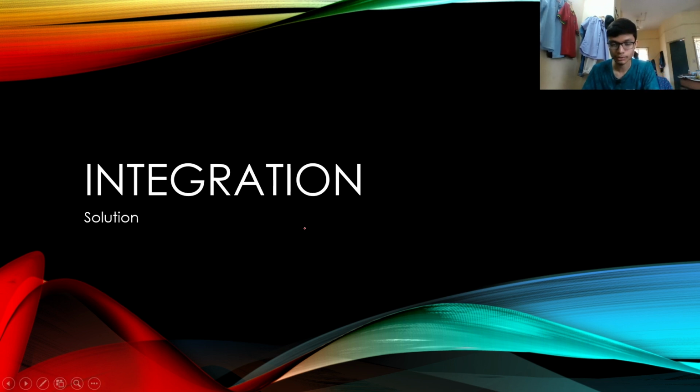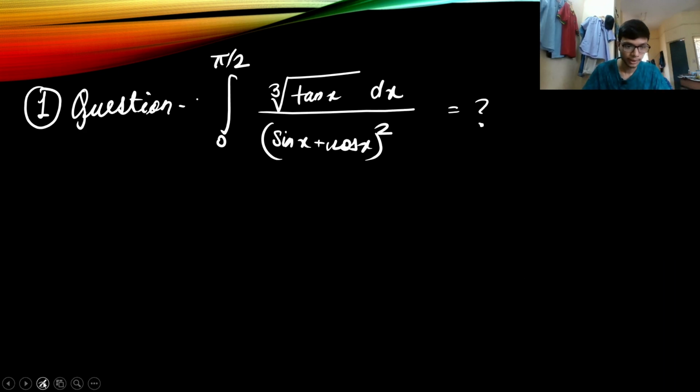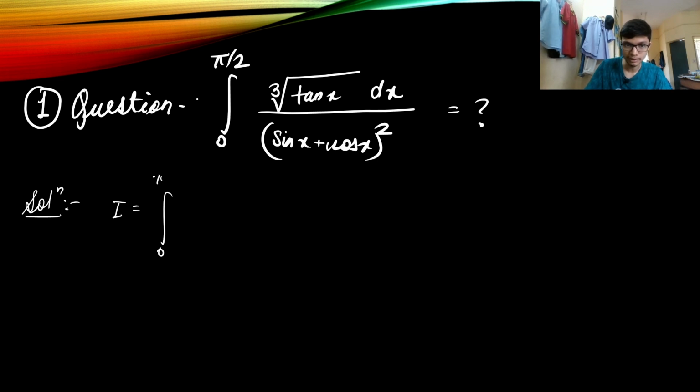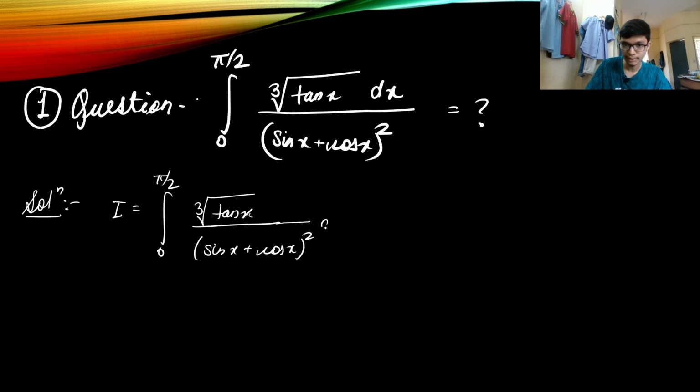We got an integration question over here. This question is basically a definite integral problem with limits 0 to pi by 2 of this particular function. Now how do we approach this solution? The integral is defined from 0 to pi by 2 of cube root of tan x divided by (sin x plus cos x) whole square dx.